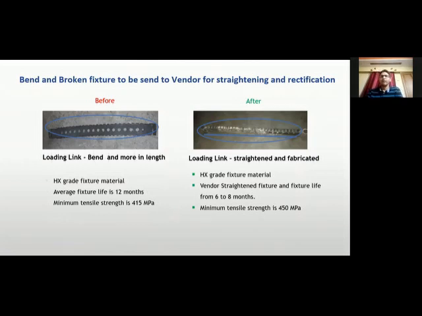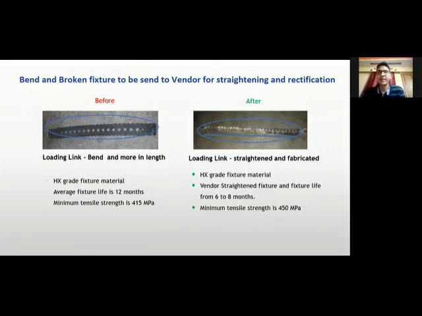This is the fixture reconditioning. After continuous heating and cooling, our fixture gets bent because of the continuous load. Also, the length has increased because of the thermal expansion. So we have sent this part to our vendor.